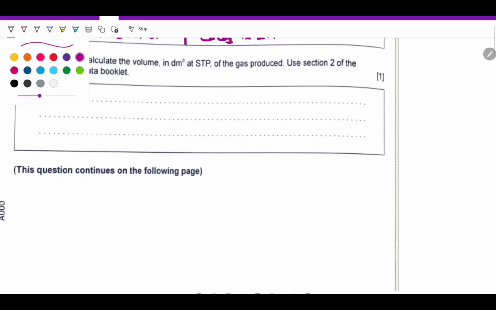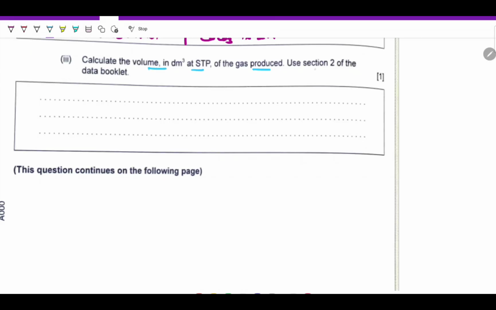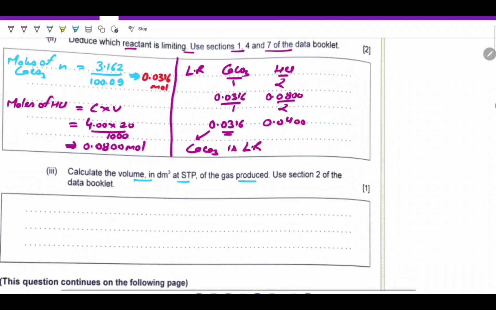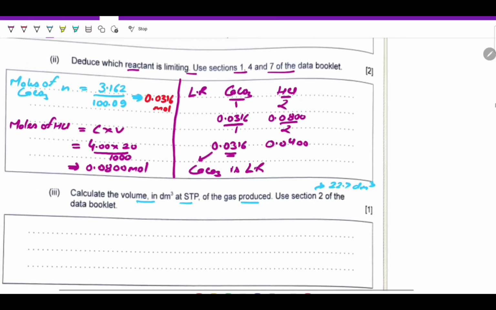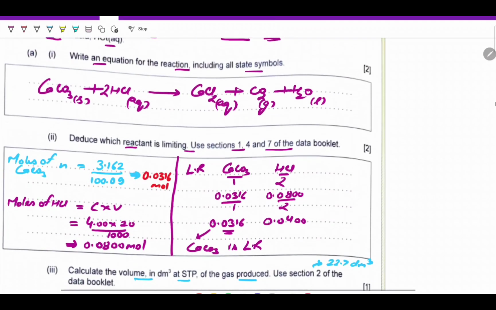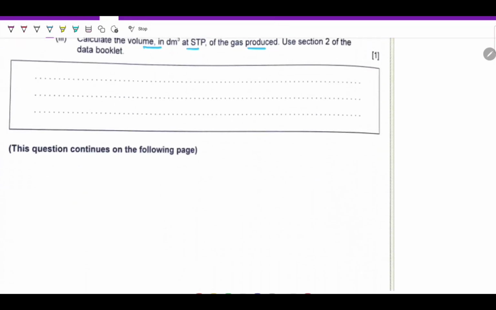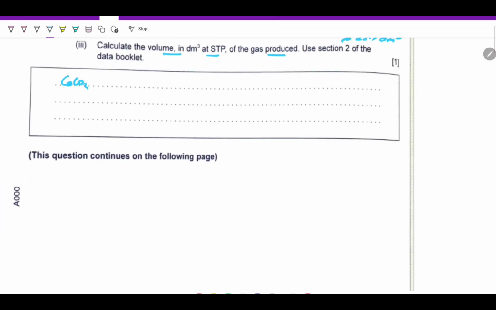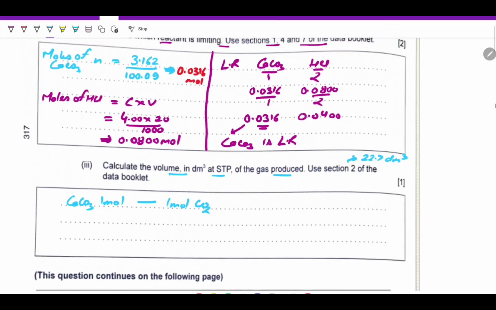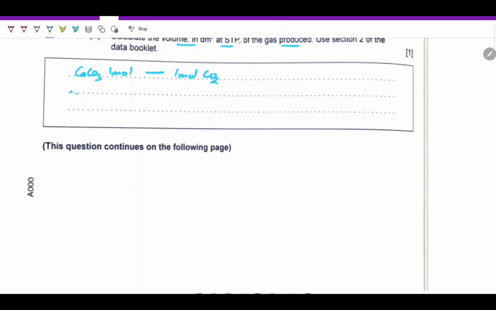Now part 3. Calculate the volume in dm³ at STP for the gas produced, using section 2 of the data booklet. Okay. Section 2 tells us that the molar volume is 22.7 dm³ at STP. And if I see the equation, my limiting reagent is CaCO3, and 1 mole of it gives 1 mole of CO2. And what are the moles of CaCO3 I have? 0.0316. So 0.0316 will give 0.0316 mole of CO2.